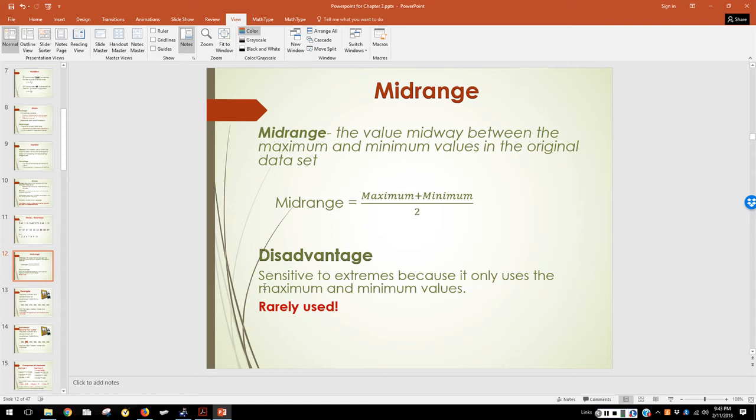The disadvantage to the mid-range is that it does only look at those 2 data values. It doesn't look at all of them. It only looks at the extremes. And therefore, the extremes cause it to be very sensitive, and for that reason, it's rarely used.